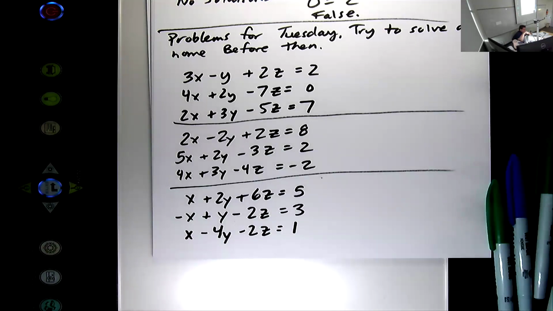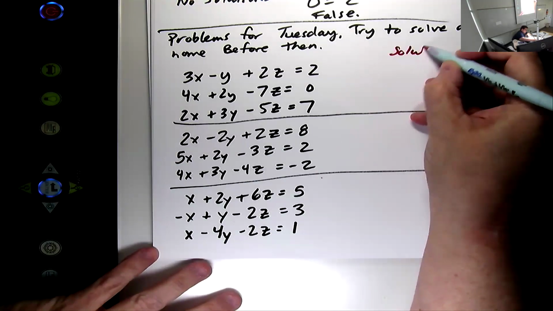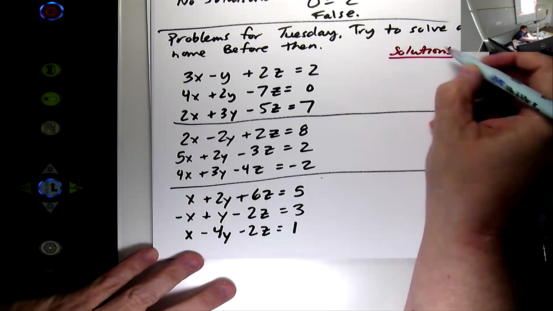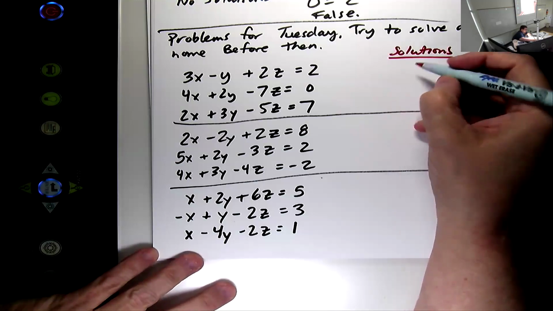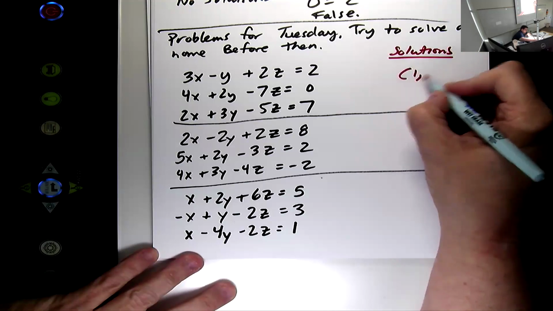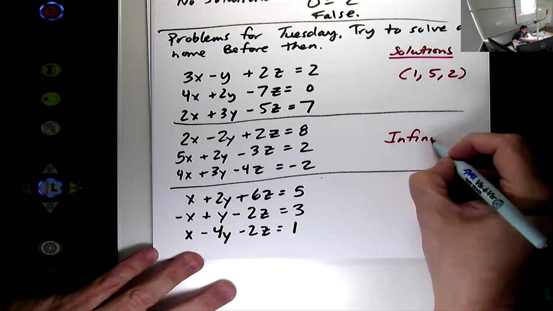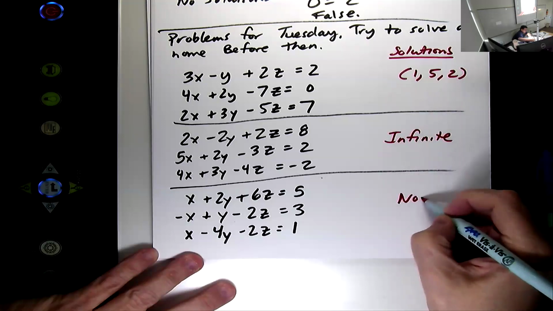Now, I took these from the odd questions in the text. They have solutions of the following, and we're gonna see if this is true on Tuesday. But you'll know, if you get the same thing, okay, yeah, I did it right. This should be 1, 5, 2 when you're done. This should be infinite. And this should be none.